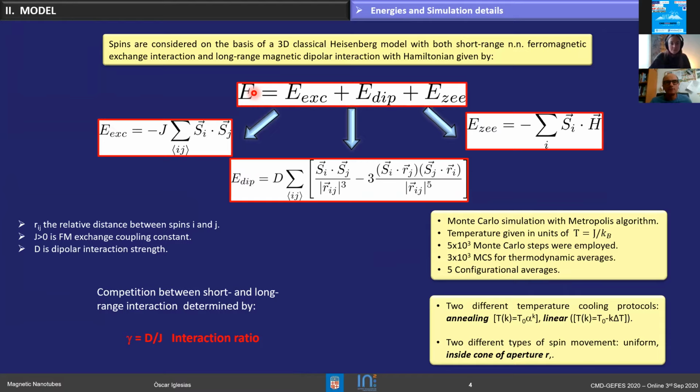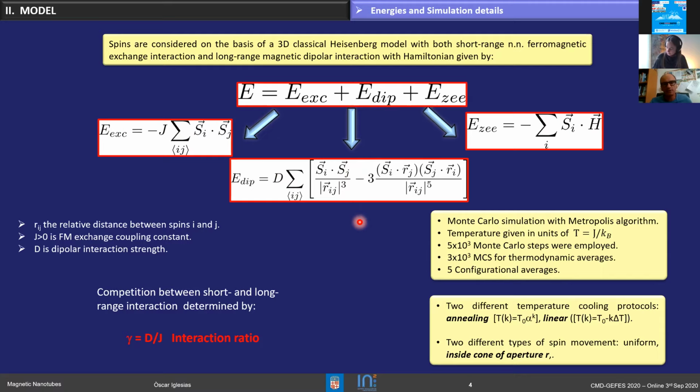I'm not going to enter into details, only tell you that these will be results of Monte Carlo simulations on an atomistic model of the nanotube, in which the S's here represent the spins sitting at the lattice nodes. And there will be two competing interactions, mainly the exchange interaction, which is short range, and then the dipole interaction between spins. These spins can be thought of as atomic spins, in the sense that you may roll a thin film in order to form the tube, or you can think that these spins represent giant spins associated to a macromolecule or a nanoparticle that has been deposited on the surface of a cylinder.